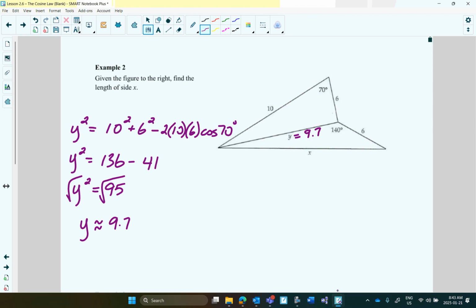Now we've got enough information in the bottom non-right triangle to find x. And we set it up the same way. So x squared is going to equal those other 2 sides, 9.7 squared plus 6 squared, minus 2 times those other 2 sides multiplied by each other, times the cos of its angle opposite, 140 degrees.